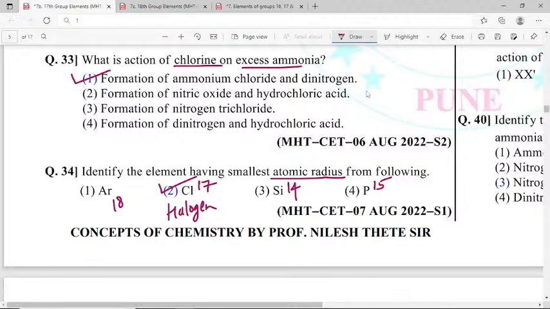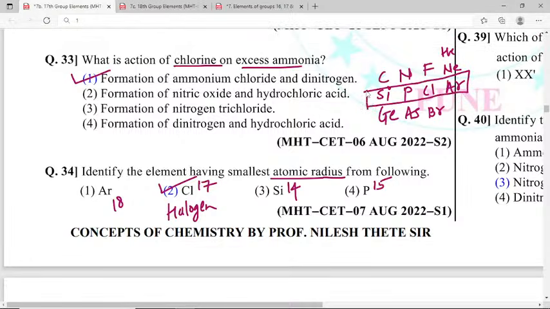So this is carbon, I am telling about the carbon, silicon, germanium. Next nitrogen, phosphorus, arsenic. Next fluorine, chlorine, bromine, or helium, neon, argon. So from left to right, atomic size decreases. So chlorine shows a very small atomic size as compared to argon, because argon is the inert gas.